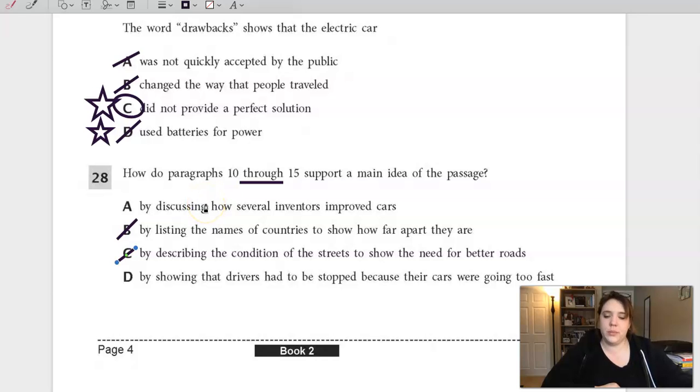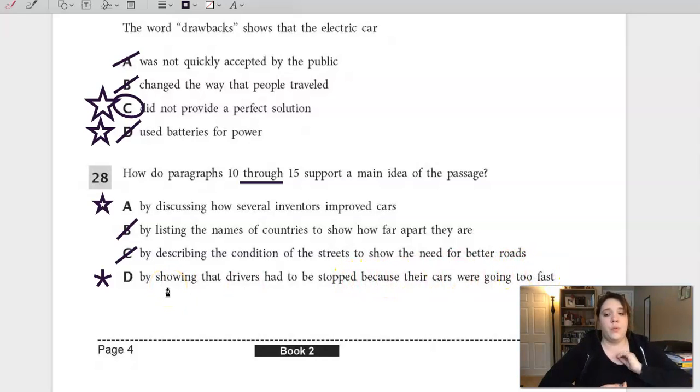Now, I'm down to 2 answers, and this happens with elimination. You want to get yourself down to about 2. So I put a little star next to this one and a little star next to this one, because I'm not sure which one of these it is. But we know it has to obviously be one of them. So let's see what it says. By discussing how several inventors improved cars, well, it did. It told about the 2 German engineers, and how they changed it to gasoline. And then, by showing the drivers had to be stopped because their cars were going too fast.